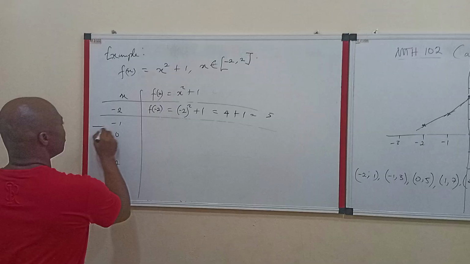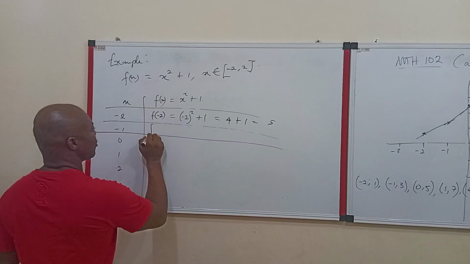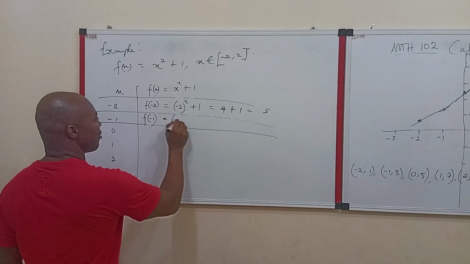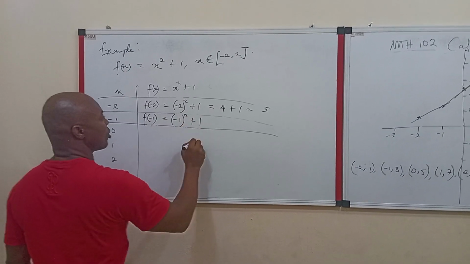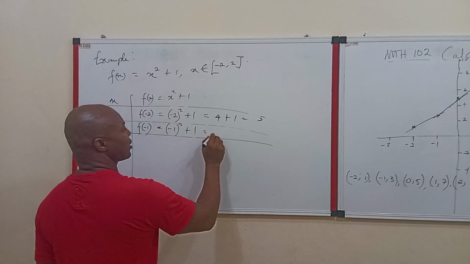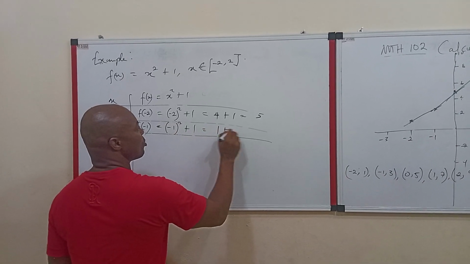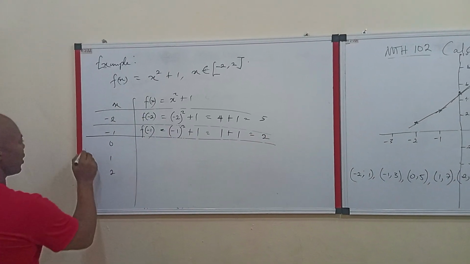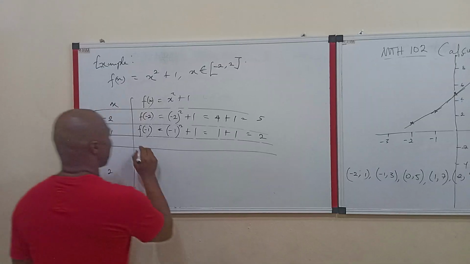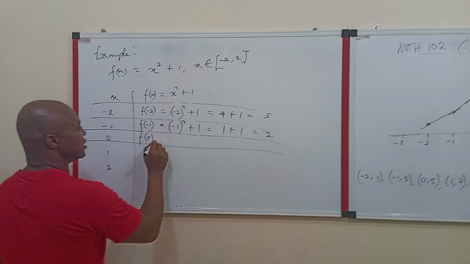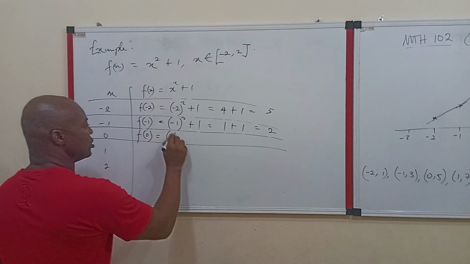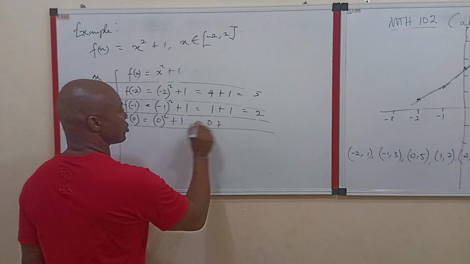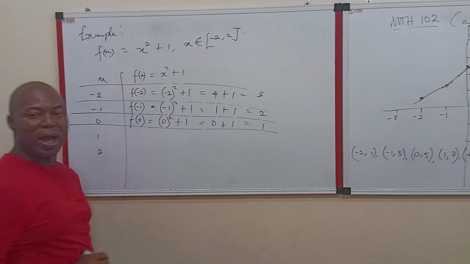Now, if you impute minus 1, when x takes minus 1 into the relation, you are going to have minus 1 all squared plus 1. This will give you 1 plus this other 1, so you're going to have 2. Now, when x takes 0, what happens? When x takes 0, you have 0 all squared plus 1. This other part is 0 plus this 1, so that you have 1.